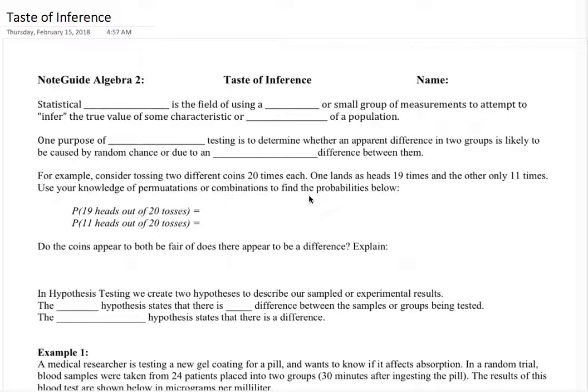So you should have this note guide in front of you when you're watching. If you're just watching on YouTube, of course, it's fine to follow along with us as well. So, statistical inference is the field of using a small group or a sample of measurements to infer the true value of some larger idea, some larger characteristic, or in statistics, the word we use is parameter. So we're trying to take a small measurement or a small group of measurements and infer something about the entire population at large. So that's what statistical inference basically is.